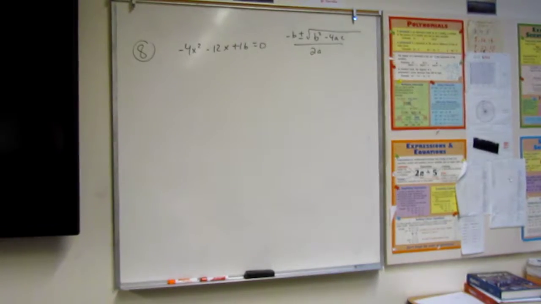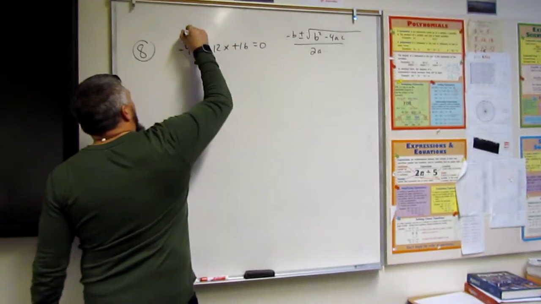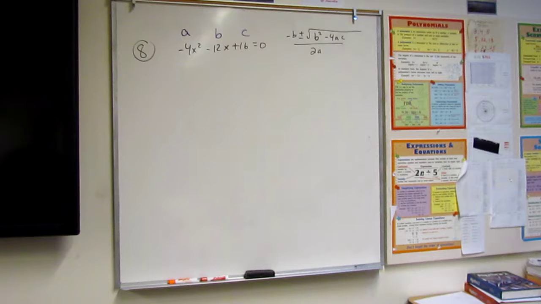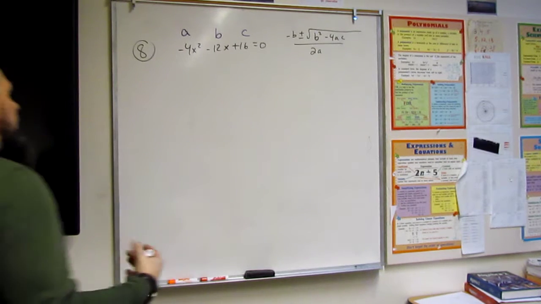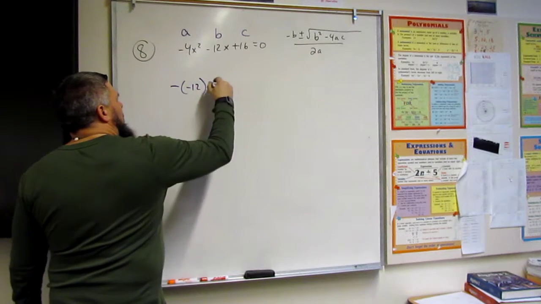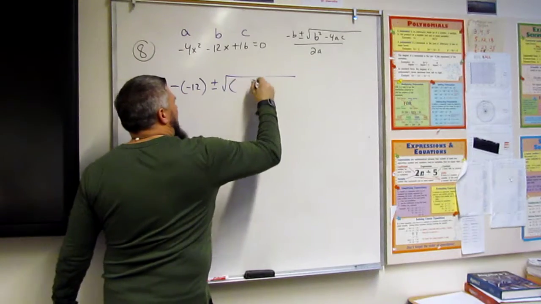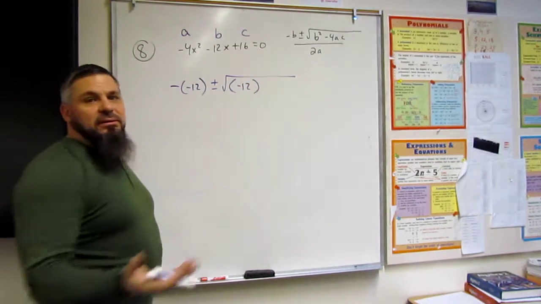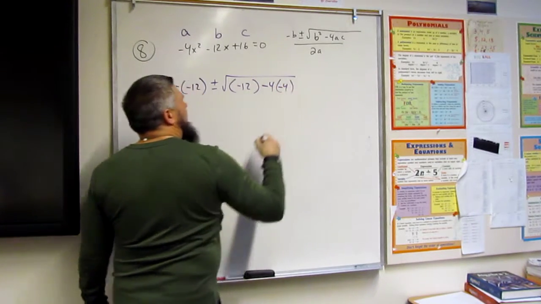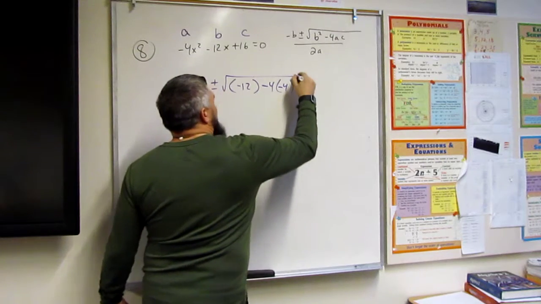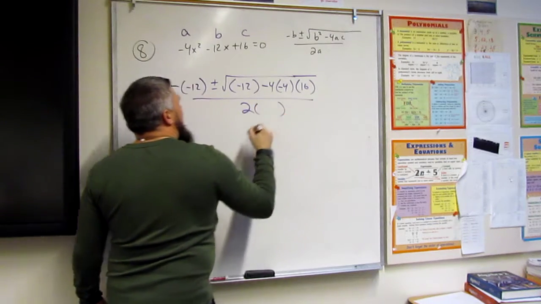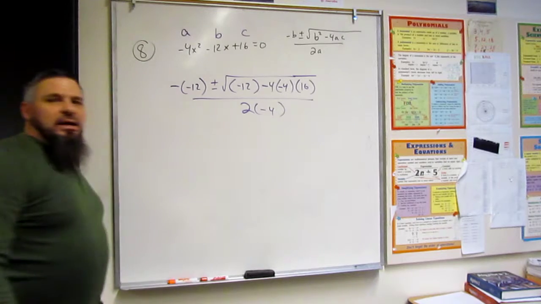Alright, this is just the quadratic formula. A, B, C, right? So I plug them in. Negative B. Well, that would be negative 12, right? Plus or minus the square root of B, that would be negative 12 again, right? Minus 4A. What's A? Negative 4. Times C. What's C? 16. All over 2A. What's A? Negative 4. Okay? So that's simple.